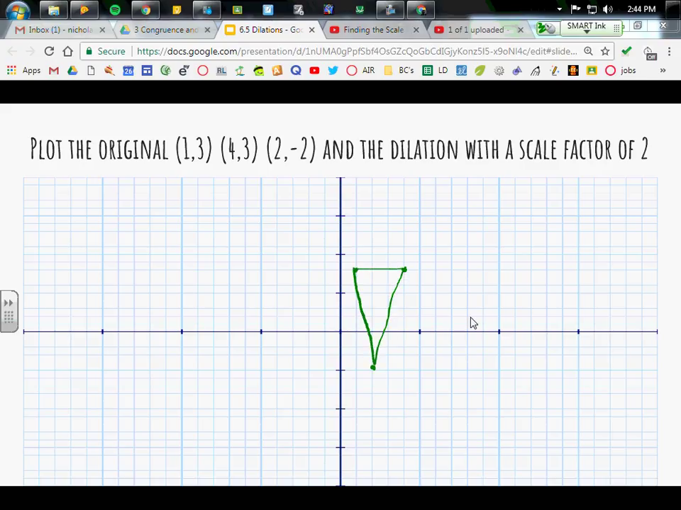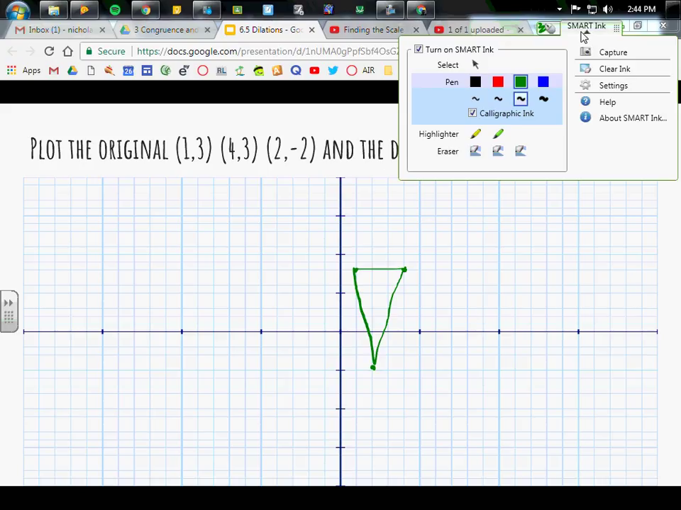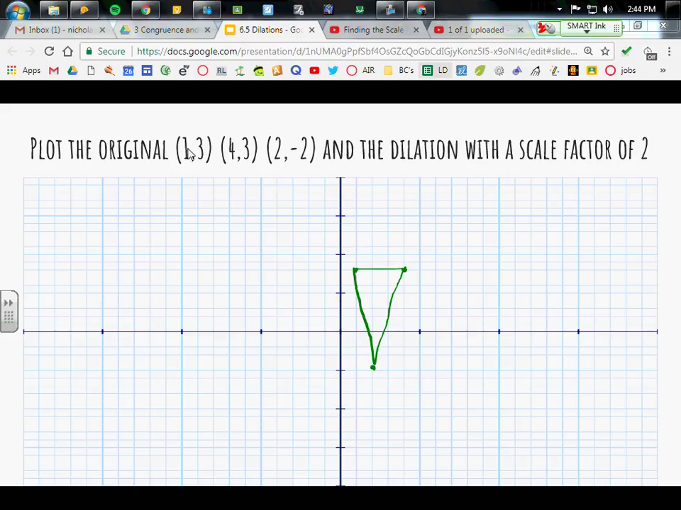This triangle. Now I'm going to dilate it with a scale factor of 2. So I'm going to get new points. My point here will become 2, 6. This point will become 8, 6. This point will become 4, negative 4.